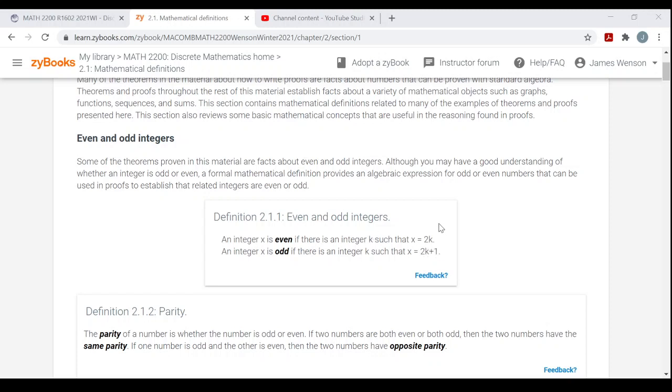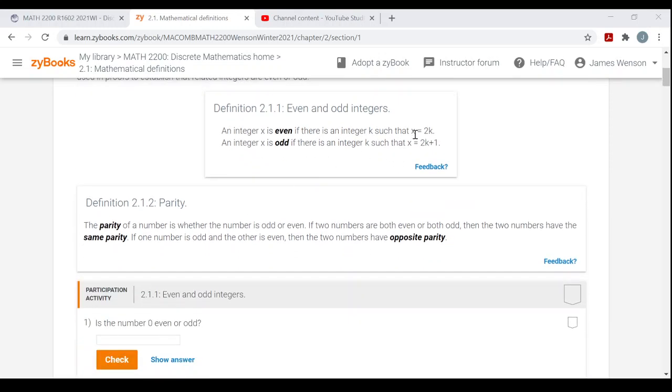Right? 3 is 2 plus 1. 5 is 4 plus 1, or 2 times 2 plus 1. 7 is 6 plus 1, or 2 times 3 plus 1. And these little ways to express an even and odd integer are going to be very useful in proof writing. 2k and 2k plus 1. Or 2 times an integer, 2 times an integer plus 1.